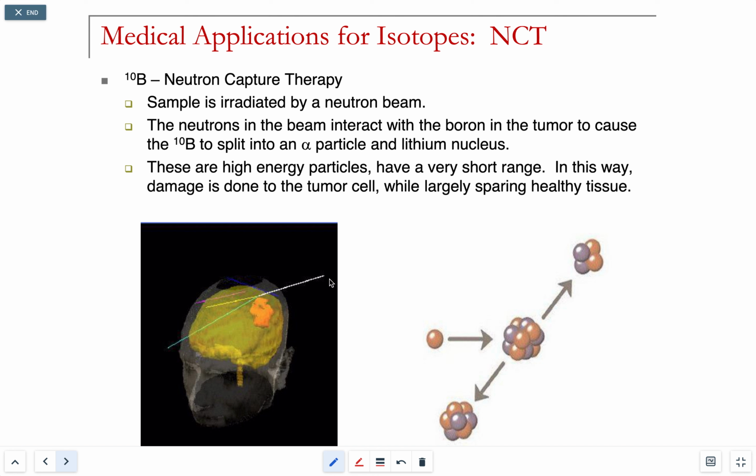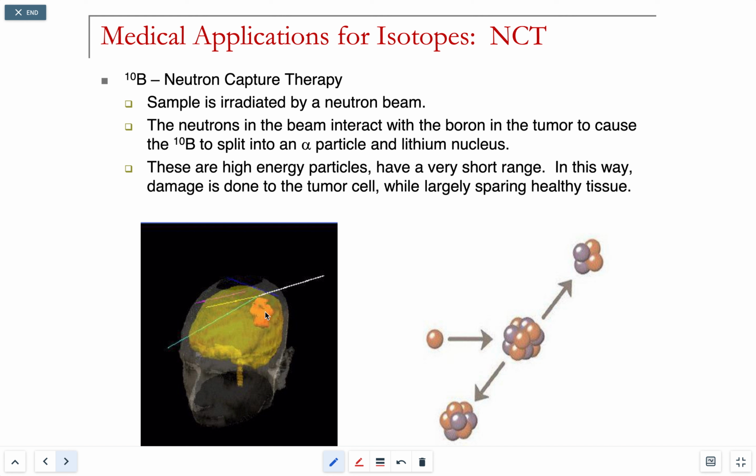And the point is, if you irradiate the tumor that has accumulated boron-10 with a neutron beam, then you're creating damage directly in the tumor and nowhere else. So it's a very promising therapy for taking out solid brain tumors.